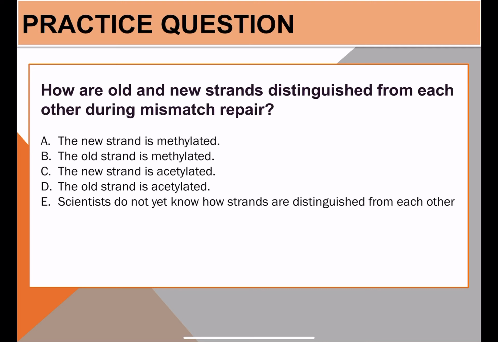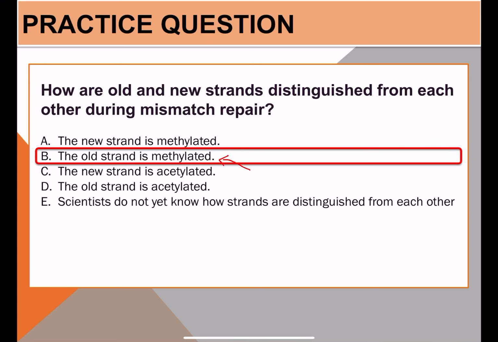So how are old and new strand distinguished from each other during mismatch repair? We talked about the old strand being methylated, so that is why your mismatch enzyme complex can recognize which is the template strand and know which is the wrong or error strand to delete out and keep the template strand. It keeps the one that's methylated.